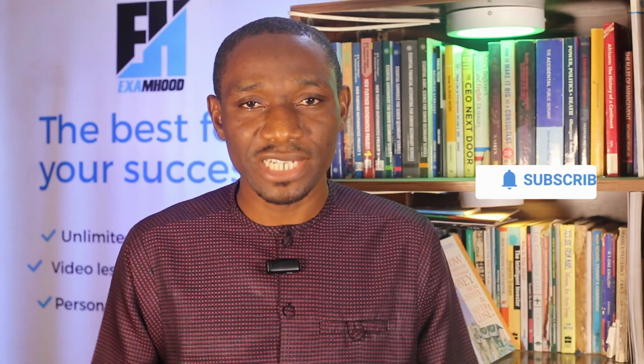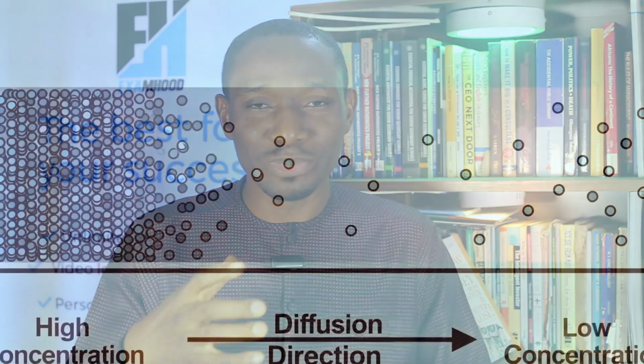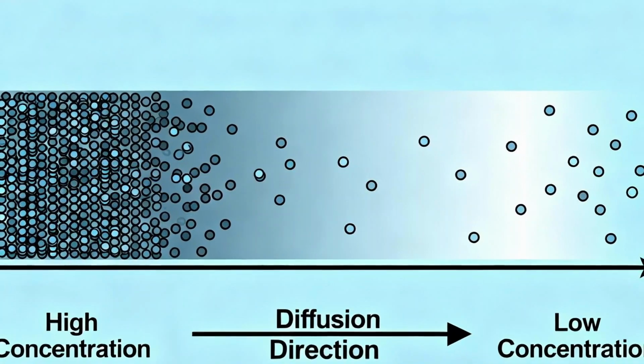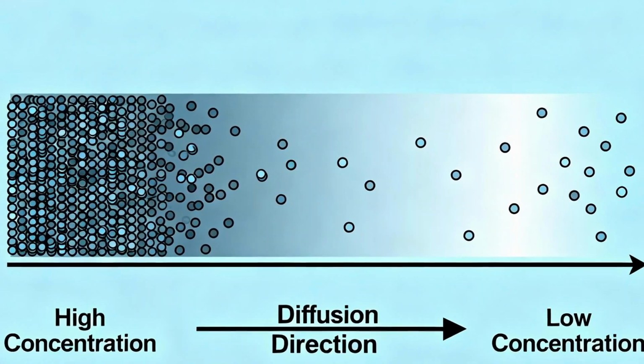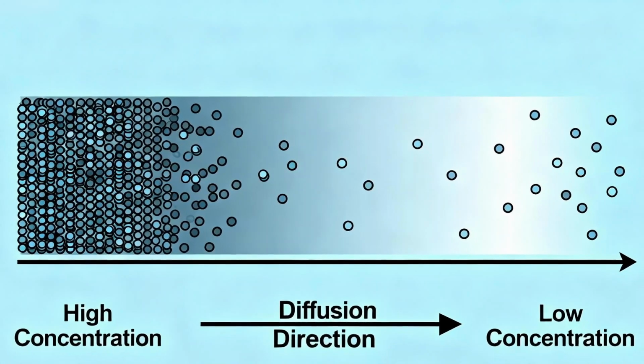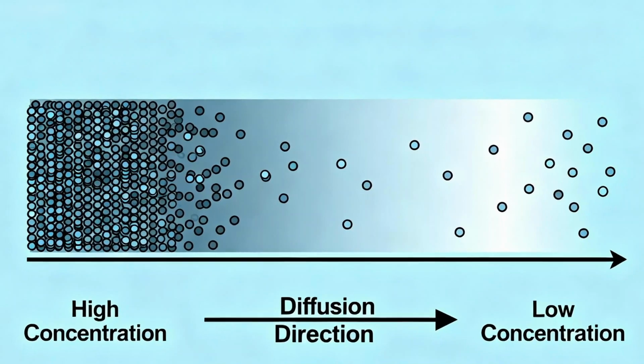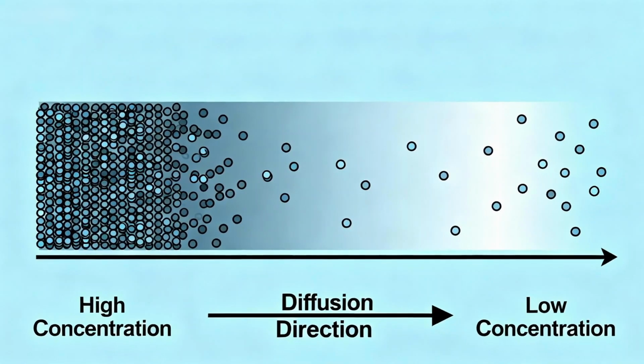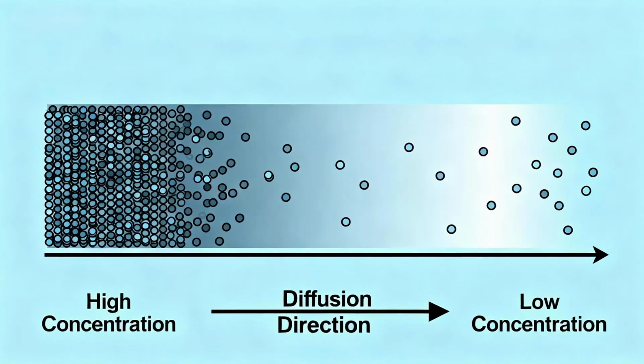There are factors that can affect diffusion, and the first one is concentration gradient. There must be a difference in concentration gradient. One side should be higher, while the other side should be lower. That is when diffusion can take place. If there is no difference in concentration gradient, diffusion cannot take place.